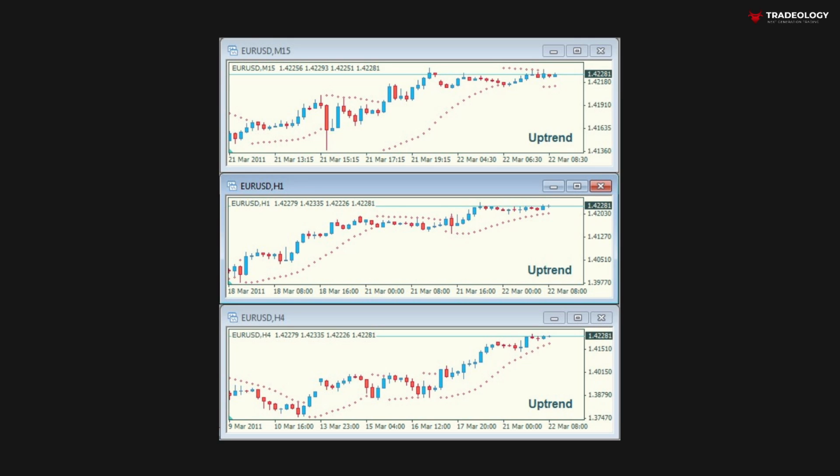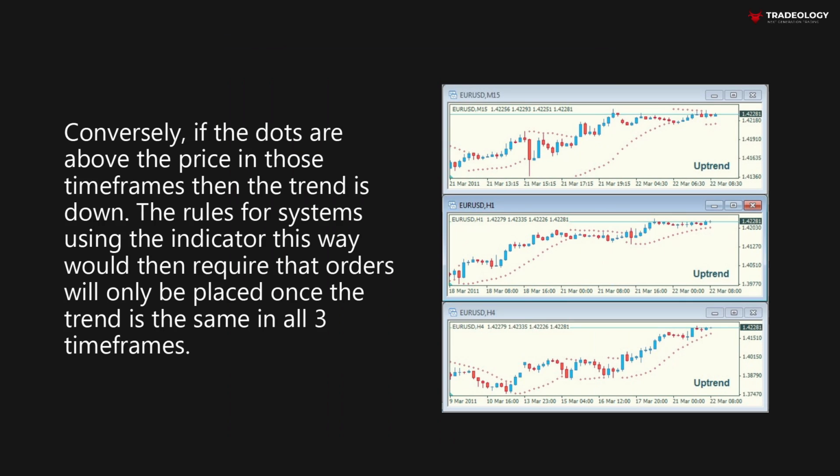Now, in the image, for example, if the dots in the 15-minute, 1-hour, and 4-hour charts are all under the price, then the trend is up. Conversely, if the dots are above the price in those timeframes, then the trend is down. The rules for systems using the indicator this way would then require that orders will only be placed once the trend is the same in all three timeframes.